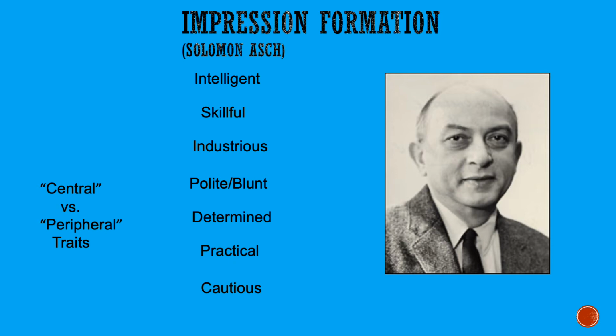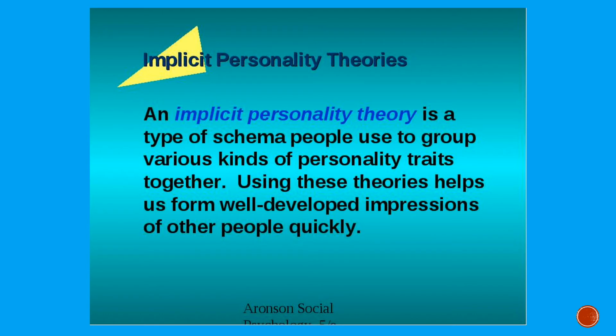And based upon Asch's research, the concept of an implicit personality theory was developed. An implicit personality theory is a schema that we use to group personality traits together. In other words, we have our own common sense theory about what kinds of traits go with which other traits. And when we meet someone and we learn that they have one particular quality or trait, we use our own implicit personality theory to figure out what other kinds of qualities that individual might have. Each of us has our own implicit personality theory, so my theory about which traits go together may not be exactly the same as yours.